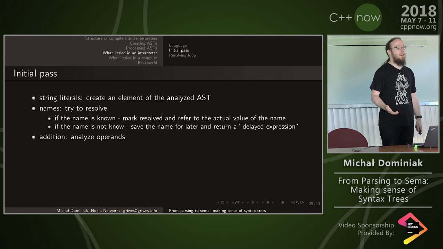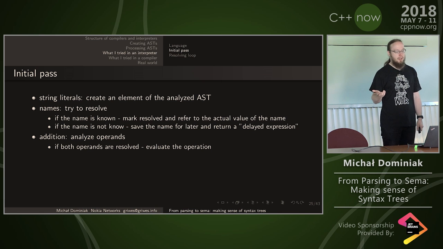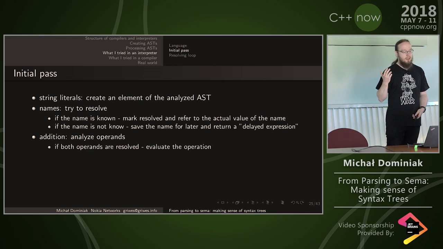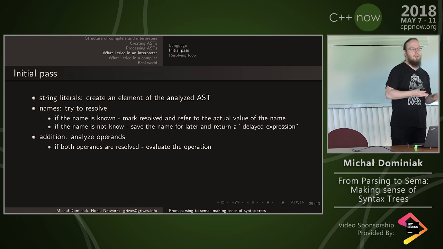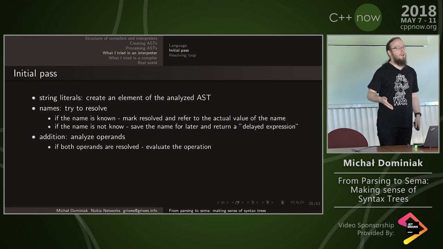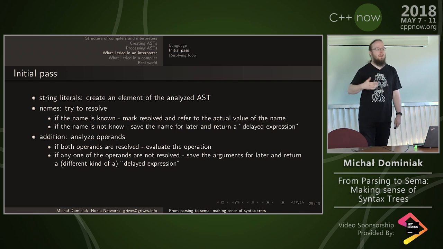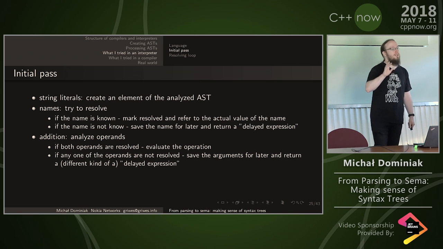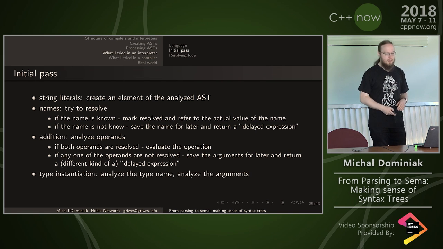OK, we have an addition. And we analyze, see if the operands are known at this point. And if they are resolved, then we can just evaluate the operation. Because the operations are supposed to evaluate immediately as they are known. So if we know everything, we can just act on it, right? If there is anything that we do not know, so if any one of those or both of them, we just save them. And we mark the delayed expression to know that it's actually an addition or some other operation.